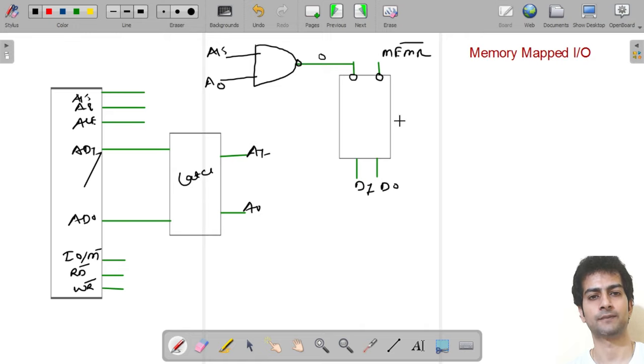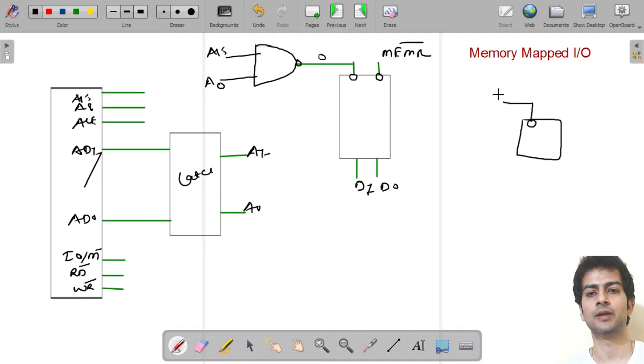But I will say no, this is not a memory. This is an input device. And I am enabling or activating this input device using a 16-bit address using a NAND gate. Can I do it? Why not? See, I have an input device. I just need to enable it.